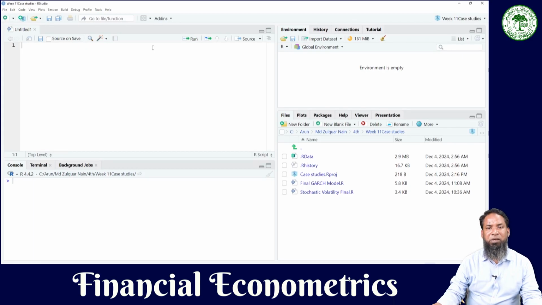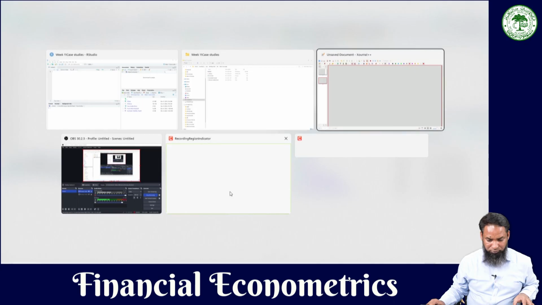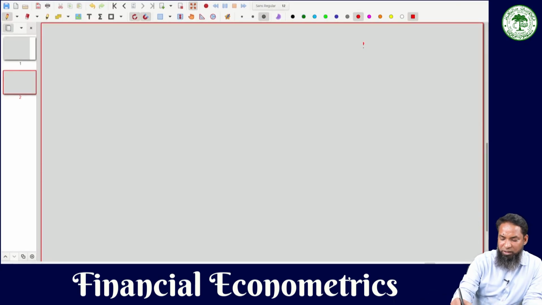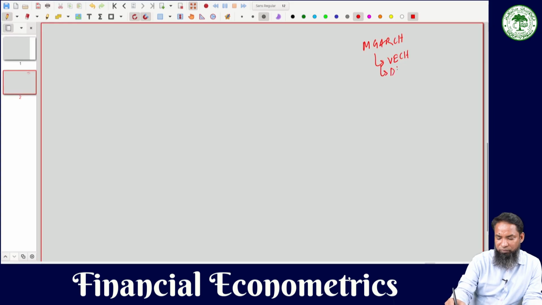For example, we have discussed the multivariate GARCH models: the VECH, diagonal VECH, BEKK, DCC and ADCC, where CC is the conditional correlation. We have discussed the multivariate GARCH models with VECH, diagonal VECH and BEKK. All these basically model variance and covariance.